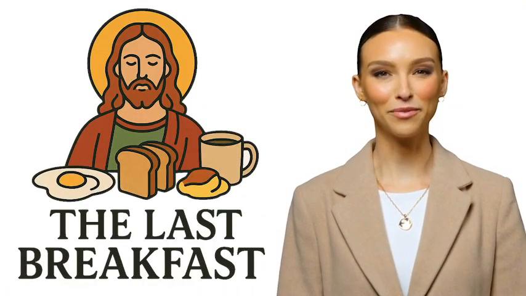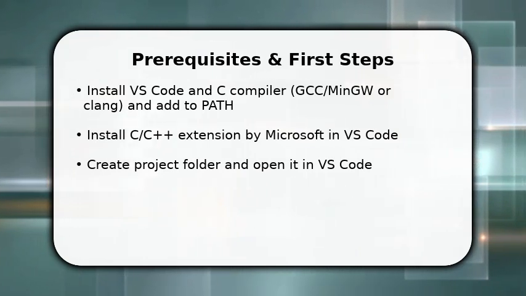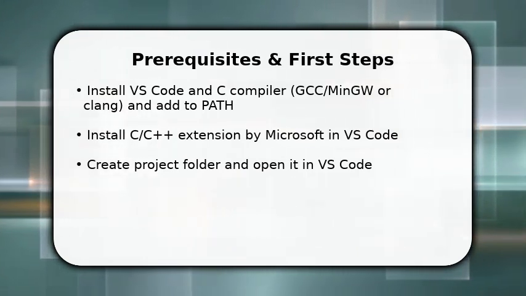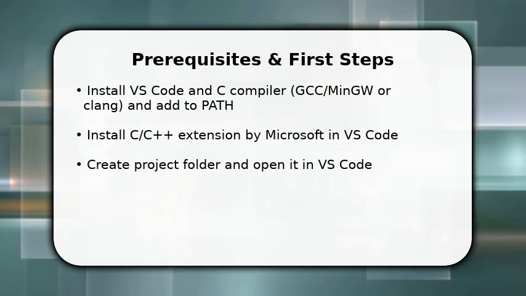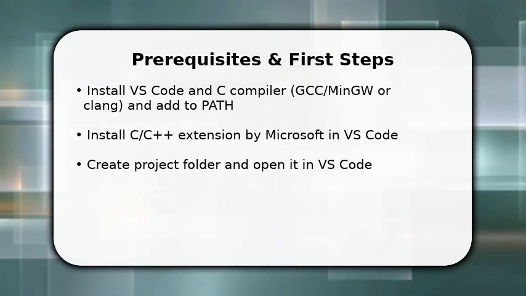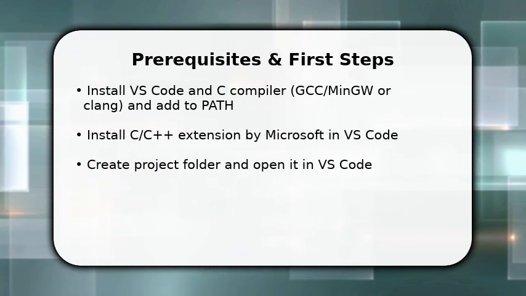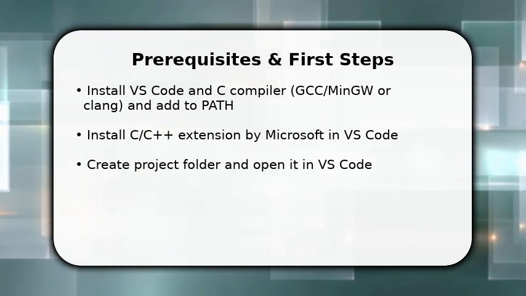Please enjoy the video. You already have the essentials: VS Code and a C compiler in Path. First, install the C/C++ extension. Once done, open your project folder in VS Code and create a new file, main.c. Next, save it and type a simple Hello World program so the editor recognizes syntax.